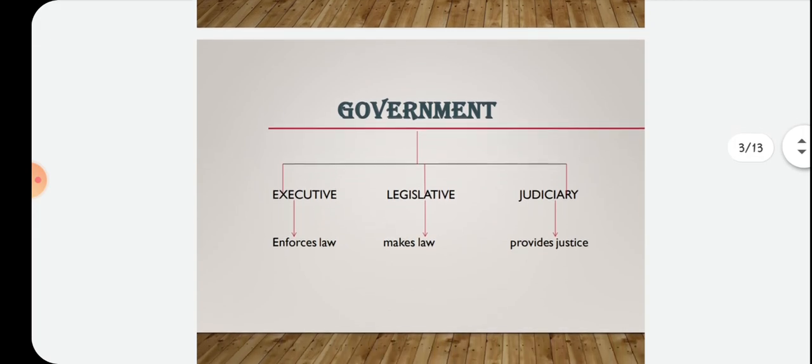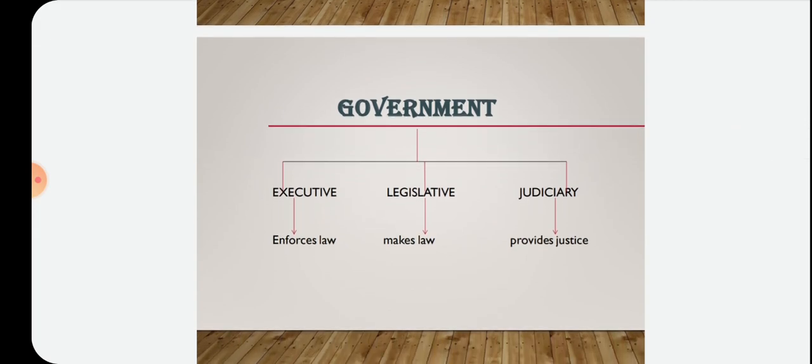This government is based on three important pillars. The first one is legislative, the second one is executive, and the third one is judicial. These three bodies form a government. Based on these three bodies only, the government will function properly. Let's discuss one by one what is legislative, what is executive, and what is judiciary. We'll first discuss what is legislative.